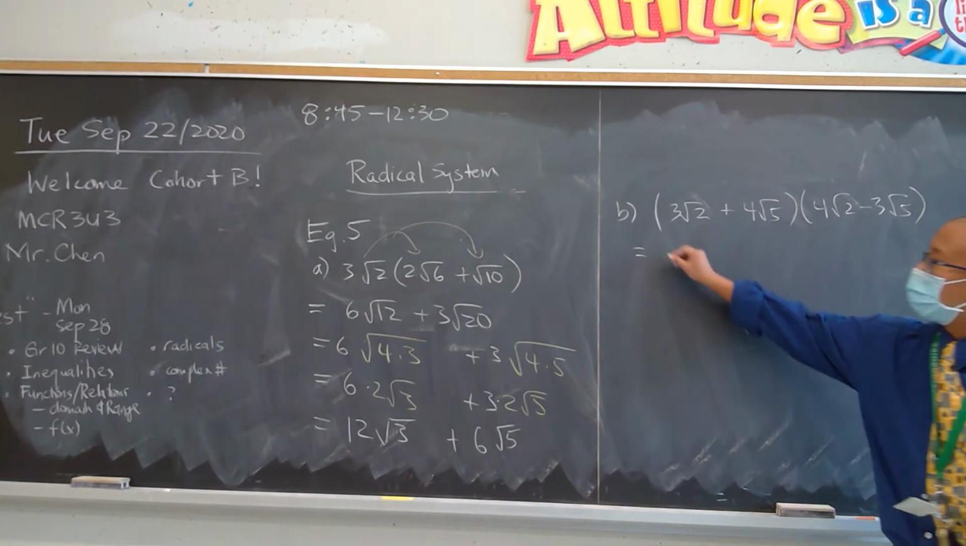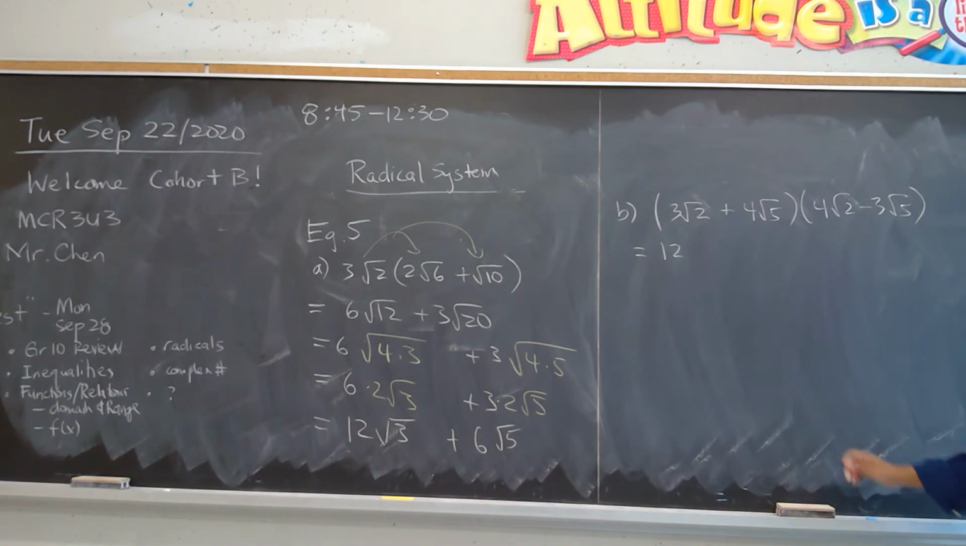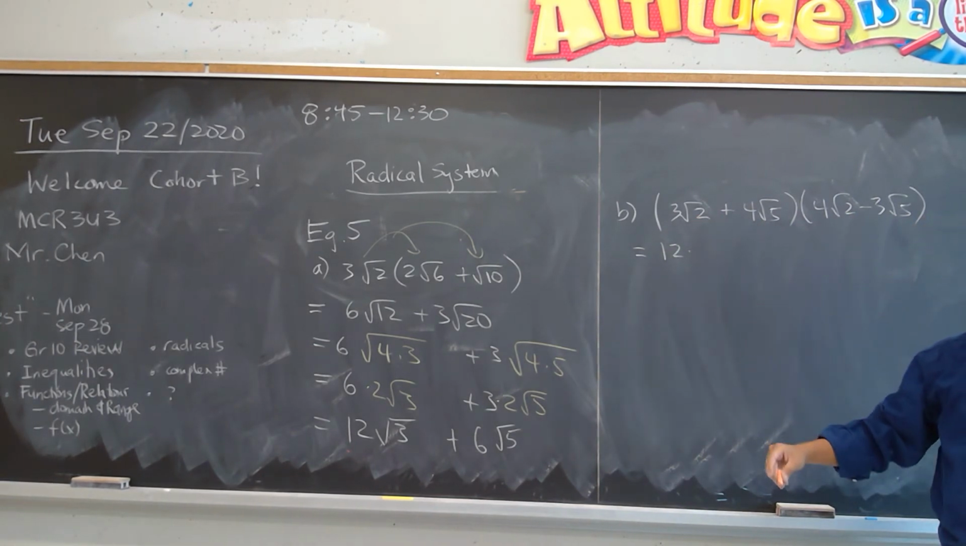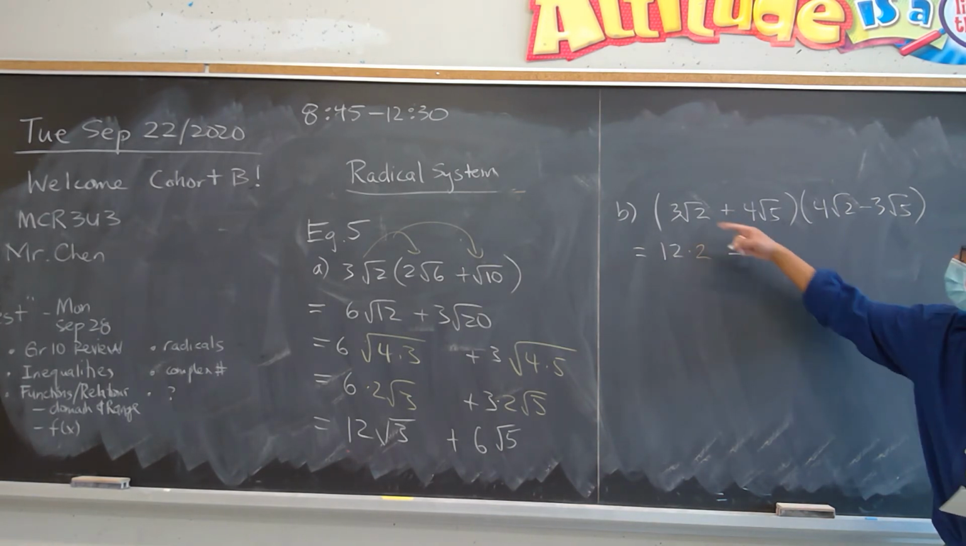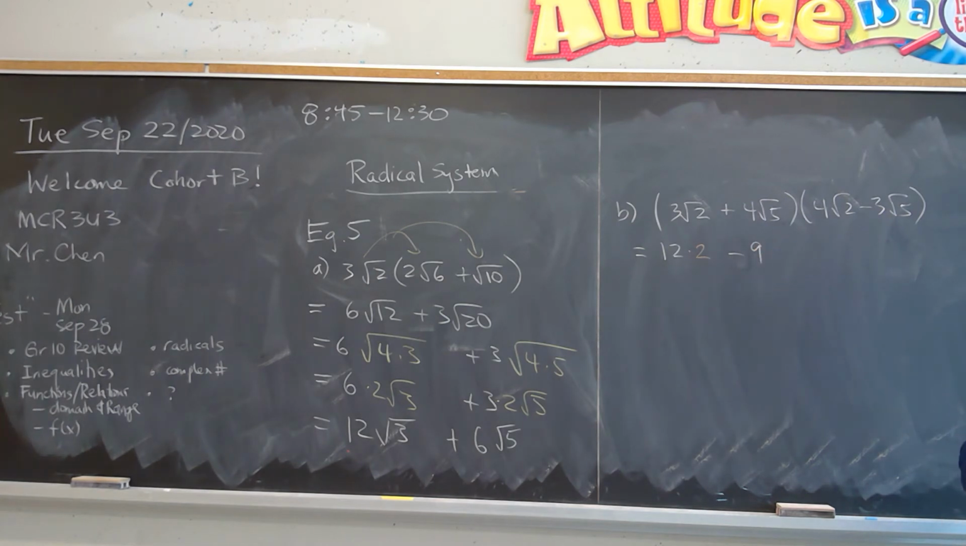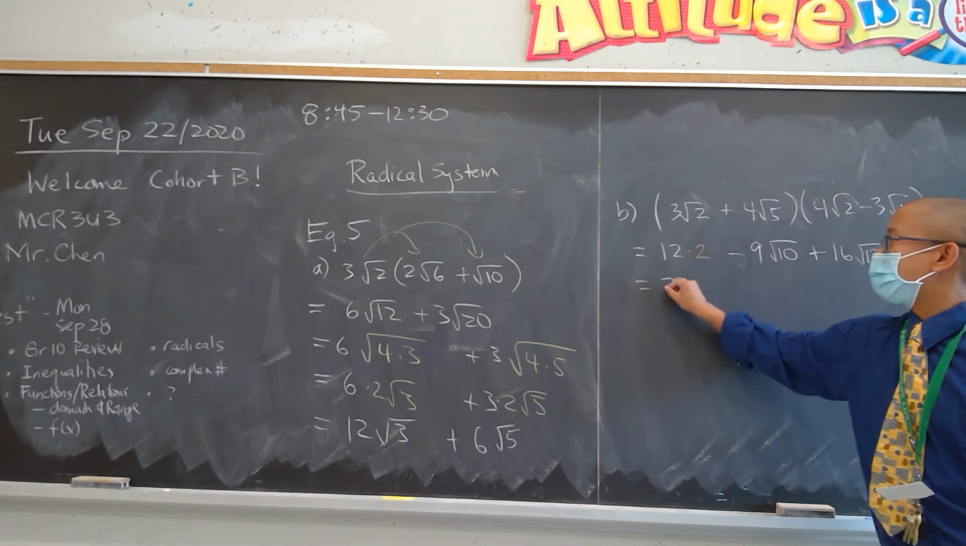So 3 times 4 is 12. Then root 2 times root 2 is root 4, which is of course 2. We're going to repeat: minus 3 times negative 3 is negative 9, and then that's root 10. Plus 16 root 10. And then negative 12 root 25, which of course is 5. So again, I'm just showing you my intermediate step. That's okay, ladies and gentlemen. We're not done. But then that's 24.